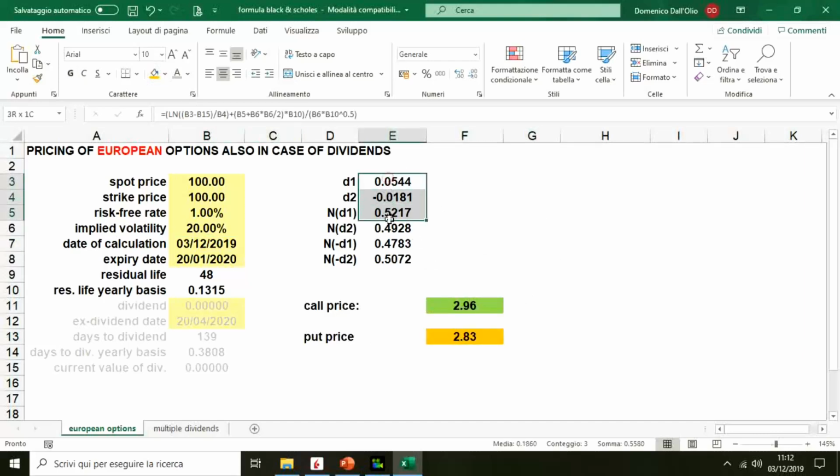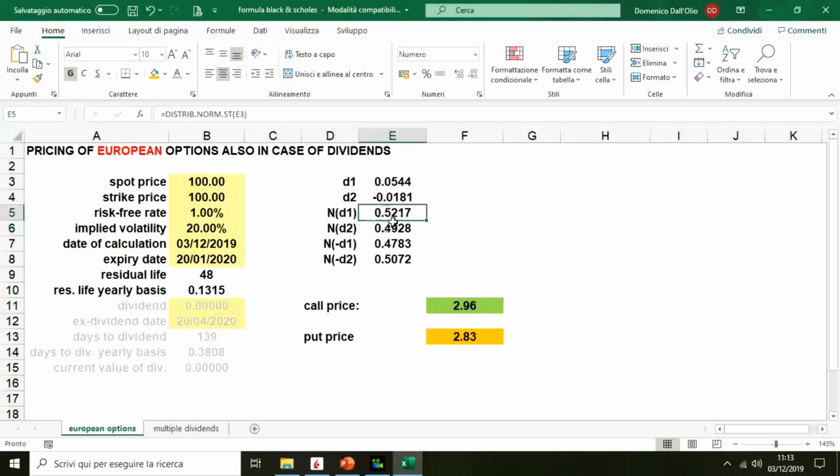As you can see here, the two parameters D1 and D2 have been calculated. You see the formula is quite complicated, but it's exactly the formula you can find in the presentation. D2 is D1 minus sigma, the implied volatility, times the square root of time, that is time to the power of 0.5. The square root is the same as raising to the power of 0.5. So the normal distribution of D1 is this, the normal distribution of D2 is this. And then the N of minus D1 is 1 minus the N of D1. The N of minus D2 is 1 minus the N of D2.